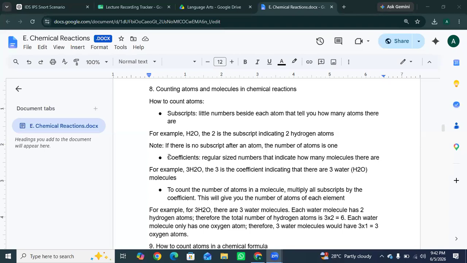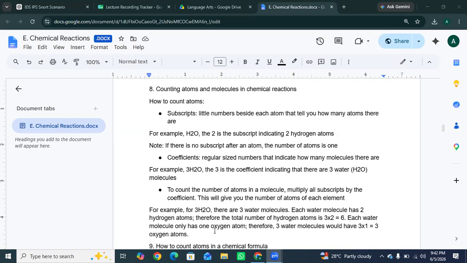Coefficients are regular size numbers that indicate how many molecules there are. For example, 3H2O. The 3 is a coefficient indicating that there are 3 water molecules. To count the number of atoms in a molecule, multiply all subscripts by the coefficient. This will give you the number of atoms of each element. Coefficients sit in front of the whole molecule and tell you how many total molecules you have.